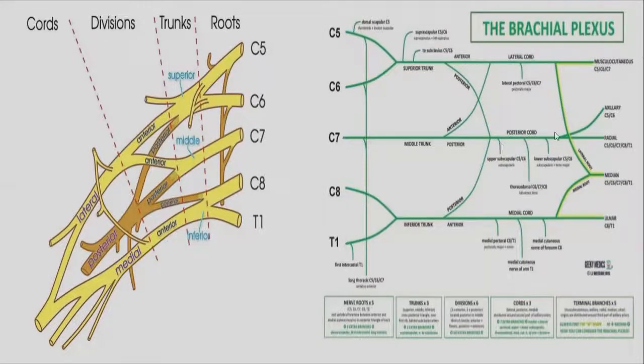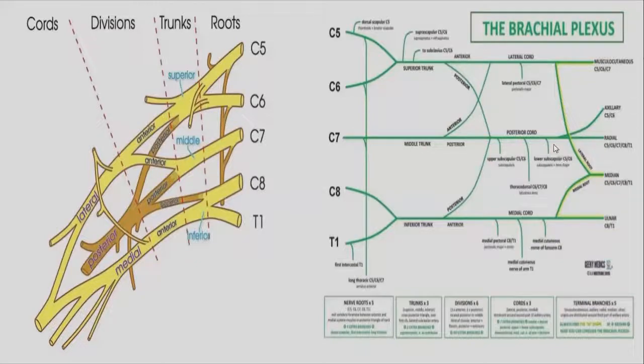Then from the posterior cord, you have three branches. The first branch is known as the upper subscapular nerve, which innervates the upper part of the subscapularis muscle. The second branch is known as the thoracodorsal nerve, which innervates the latissimus dorsi muscle. Then the third branch is the lower subscapular nerve, which innervates the subscapularis muscle as well as the teres major.